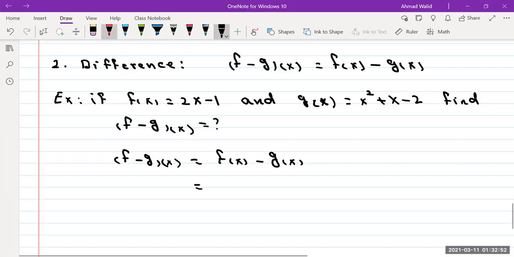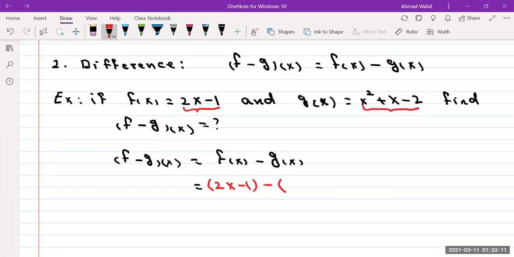What is the value of f of x? The value of f of x is 2x minus 1. 2x minus 1. I'll use parentheses. Then what is the sign? The sign in between is negative. I'll open another parenthesis. What is the value of g of x? G of x is x squared plus x minus 2.